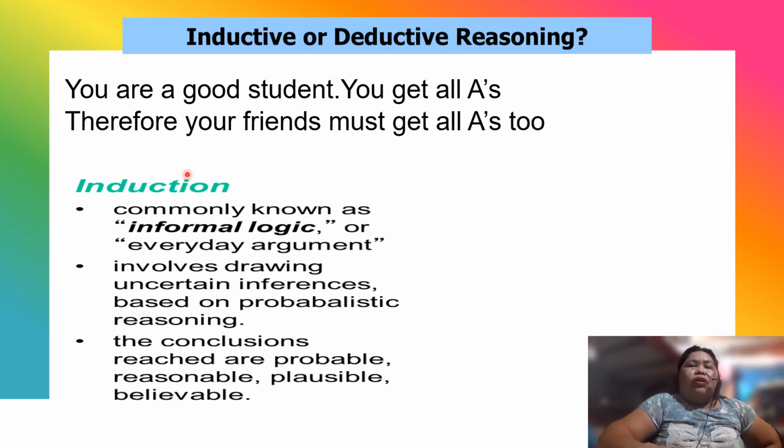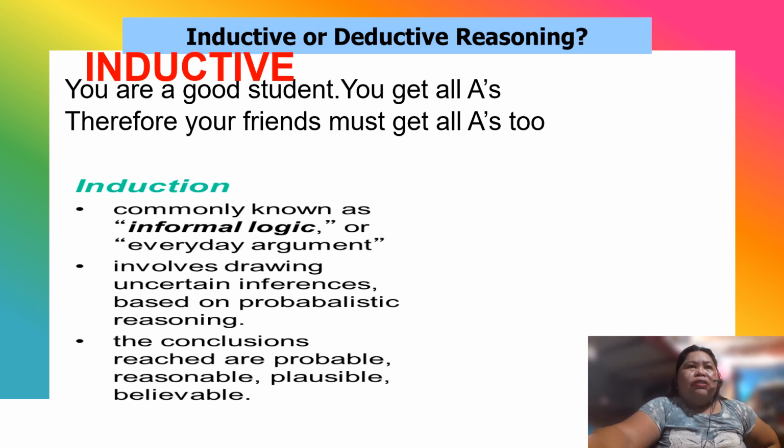Okay, so you are a good student, you get all A's, therefore your friend must get all A's too. This is an example of induction, or inductive reasoning, commonly known as informal logic or everyday argument. It involves drawing uncertain inferences based on probabilistic reasoning. So it doesn't mean that if you are good and you get A's, your friend also must get A's. The conclusions reached are probable, reasonable, plausible, and believable. So it's inductive reasoning.